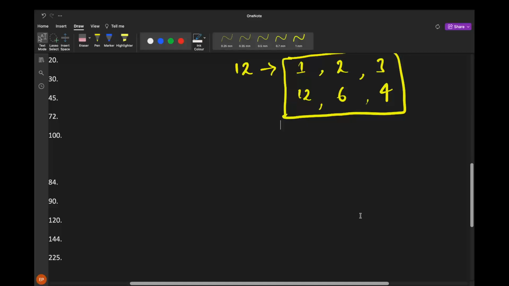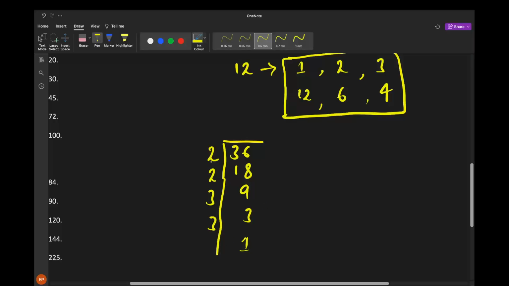Let me take another example. 36. First let me write prime factorization. We'll start with 2, right? Because it is an even number. 2 18s are 36. 2 9s are 18. 3 3s are 9. 3 1s are 3. We'll stop here, right? Because 1 we can't divide further.